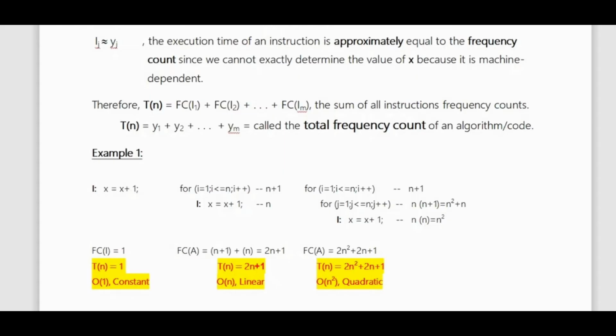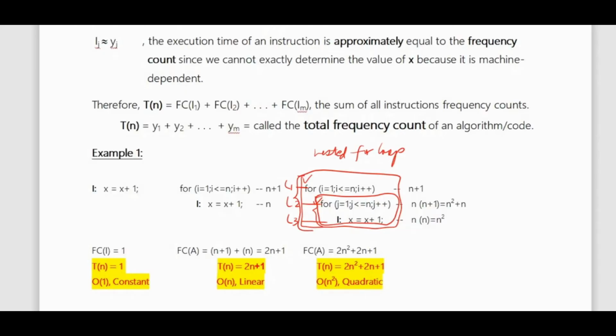Now the third example, which is this, there are now 3 lines, okay? The first line, say we call this L1, the second line, say we call this L2, and the third line is this. So we have here a nested for loop, okay? A for loop inside a for loop. This is the inner for loop, and this is the outer for loop.